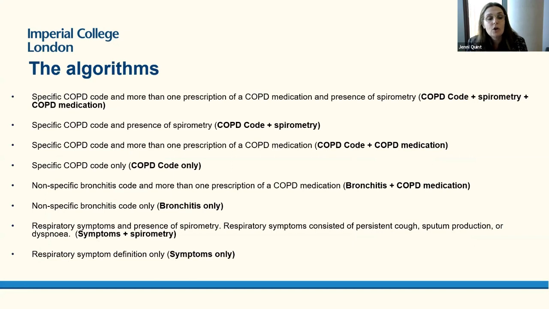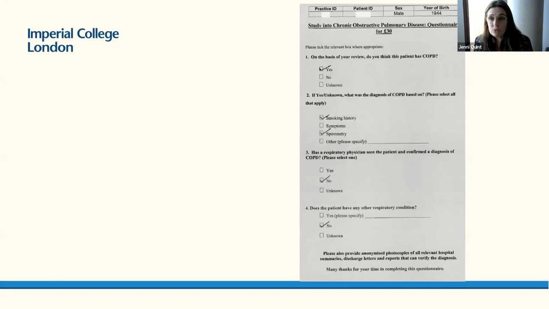But in this particular instance, we came up with a number of different algorithms, ranging from being really quite loose, to just having respiratory symptoms or just having a COPD code, right through to having a code and the presence of spirometry and the evidence of being treated for COPD in terms of our algorithms. And we, through CPRD, sent out questionnaires to GPs and asked them a simple question, having determined a list of individuals relative to these different algorithms. Did they think that this individual had a diagnosis of COPD or not? What did they base that on? And was there any other confirmatory evidence that they could send us?